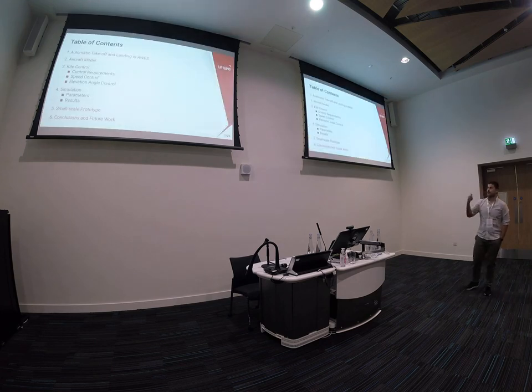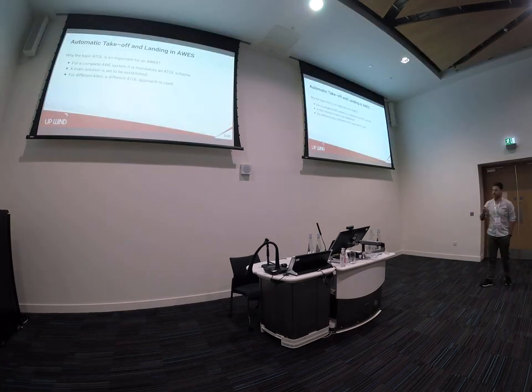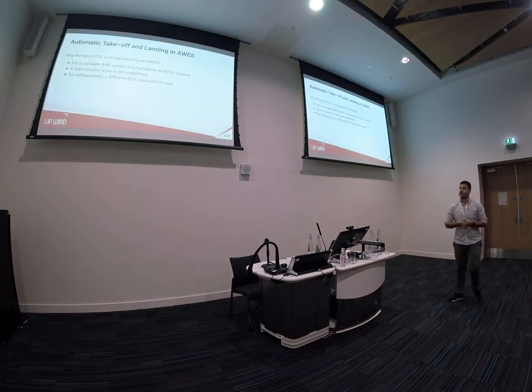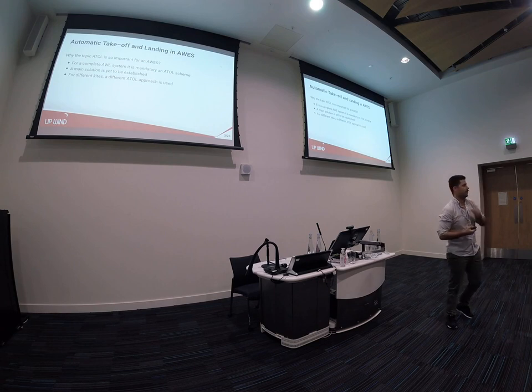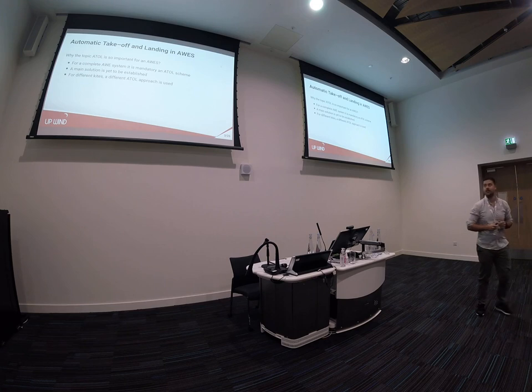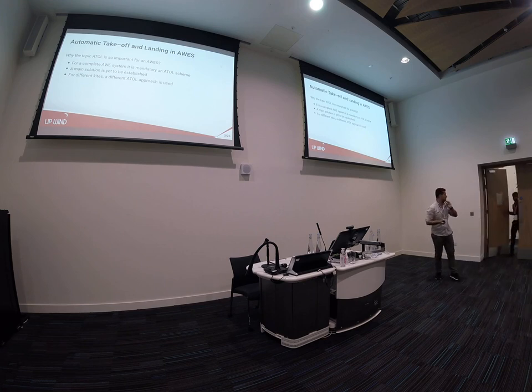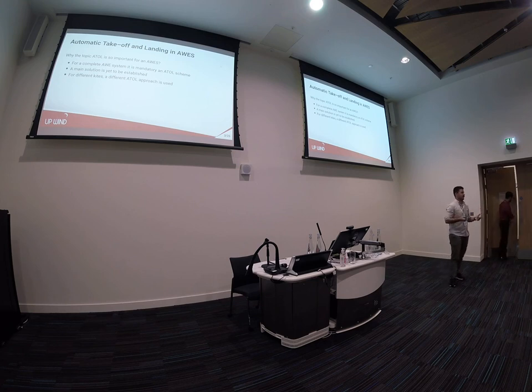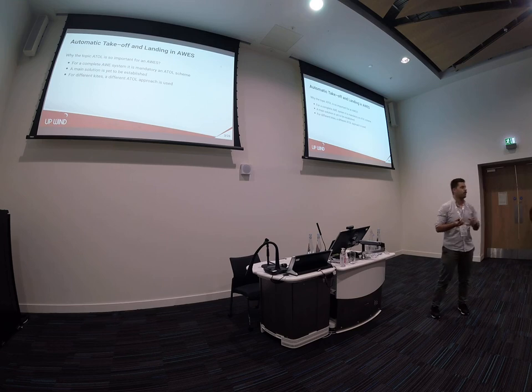It's my table of contents. I'll skip it because we don't have too much time. Starting with automatic takeoff and landing. Why is it so important for an airborne wind energy system to have automatic takeoff and landing? Because if we want to make it fully autonomous, it has to take off and it has to land. It has to do that when there is no wind or when the weather conditions don't allow the kite to fly.